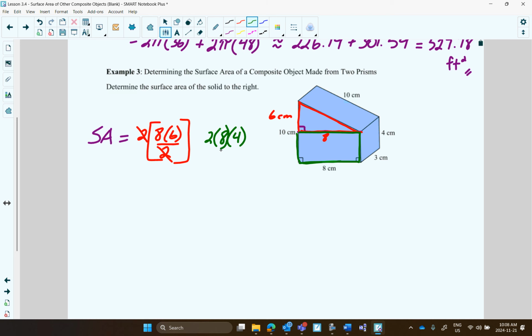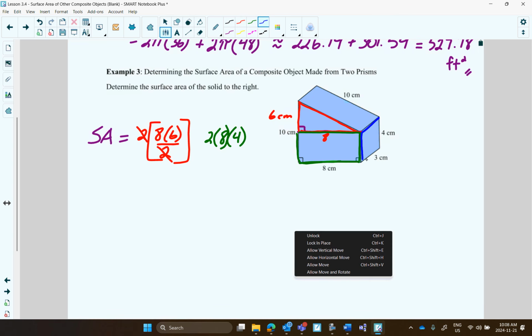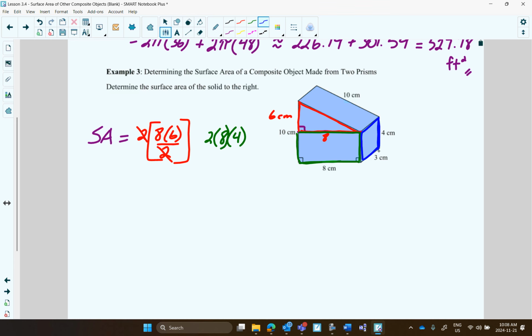So I've done the front here, and I've done the back. So let's pick other sides that we haven't done yet. Let's pick this one. How would I find the area of that? 3 times 4. Yeah.